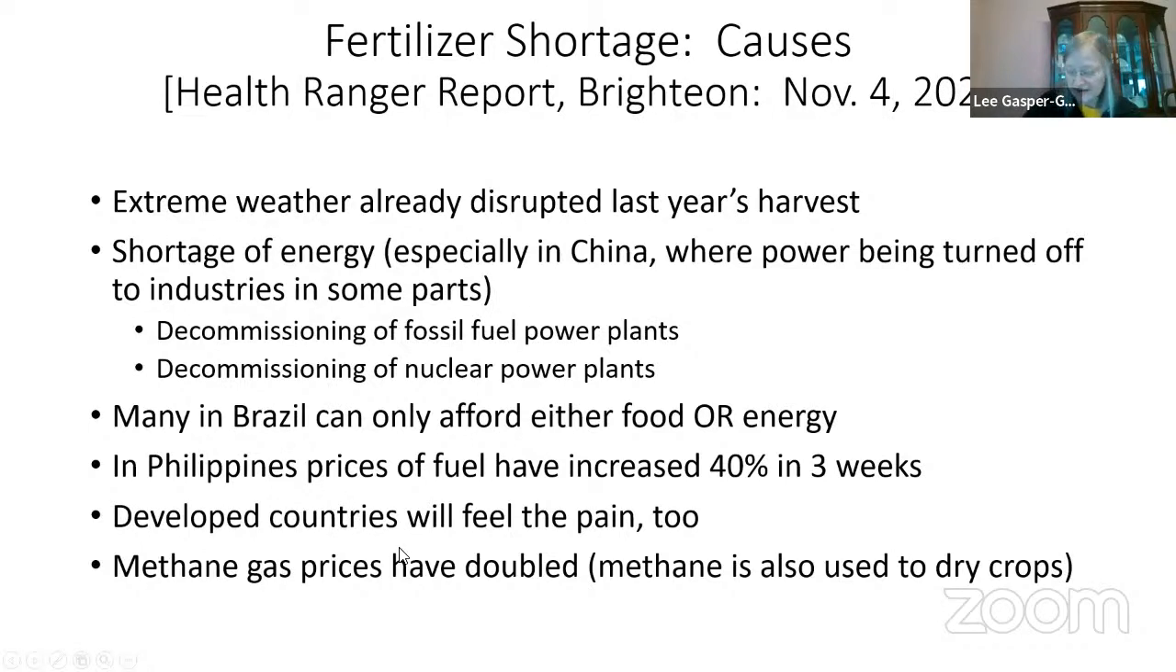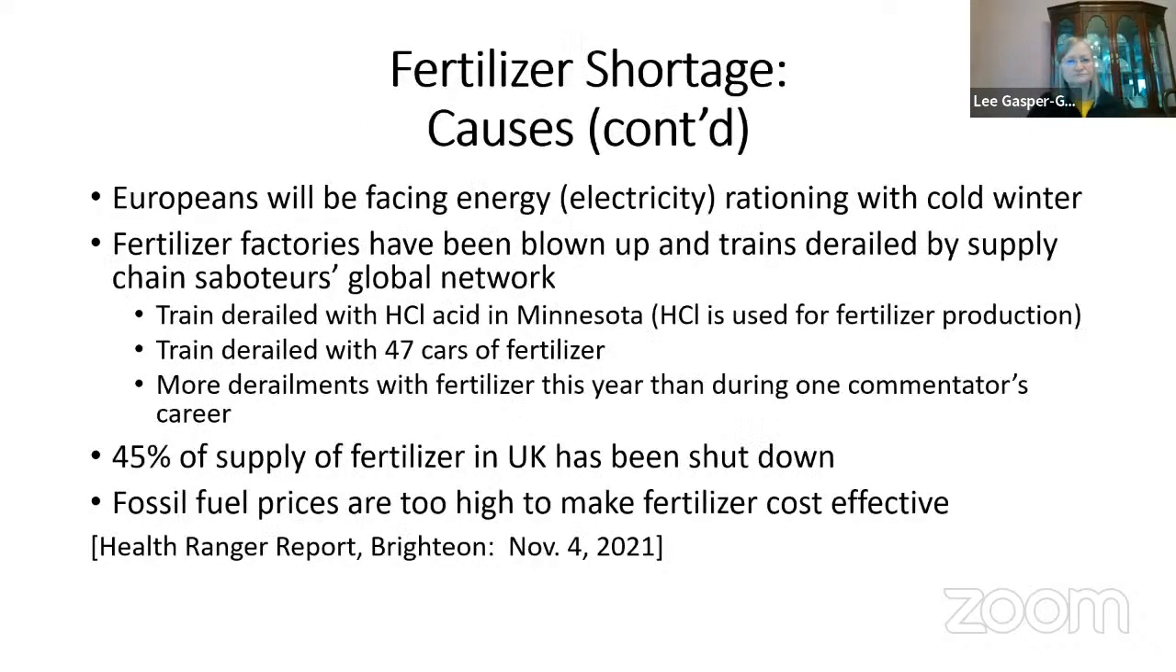And remember that natural gas is used not only to produce fertilizer, but it's also used to dry crops. So it has huge usage for food production. Now, the Europeans will be or have been facing energy rationing with the cold winter. Fertilizer factories have been blown up and trains derailed by a chain of saboteurs global network. Now, this is something you probably have not heard on the mainstream media very much, but there was a train derailed with hydrochloric acid in Minnesota, and hydrochloric acid is used for fertilizer production.